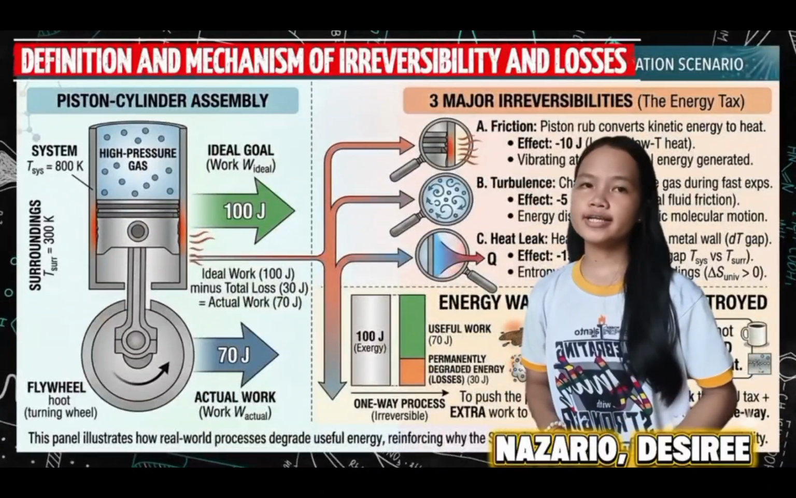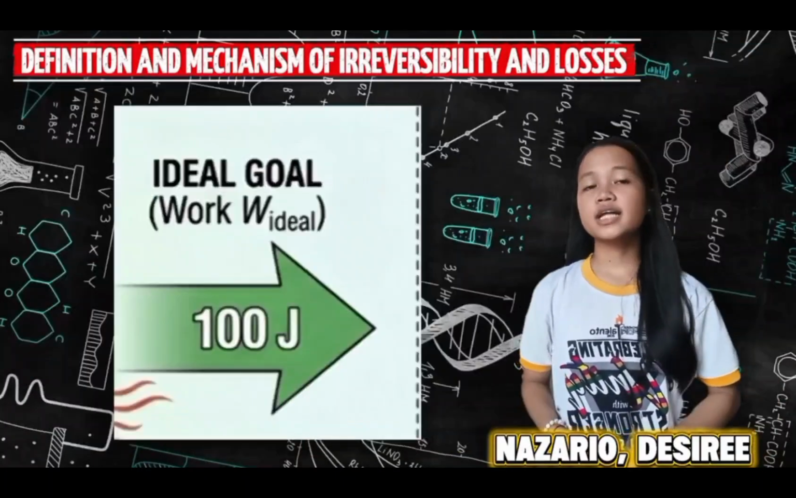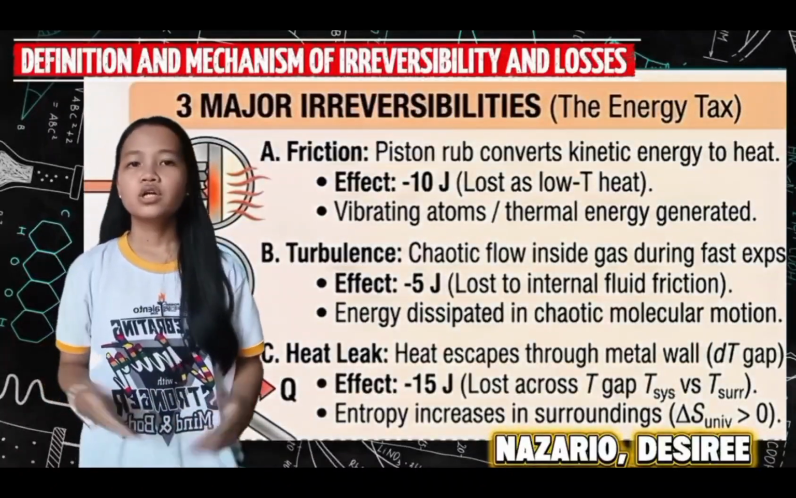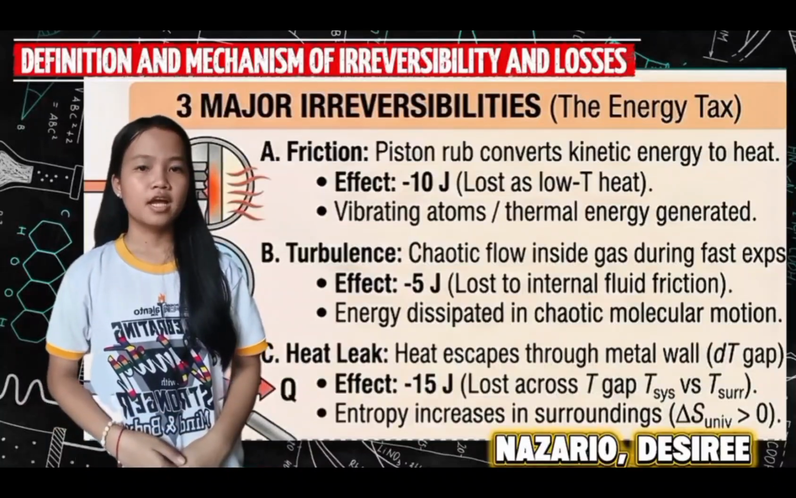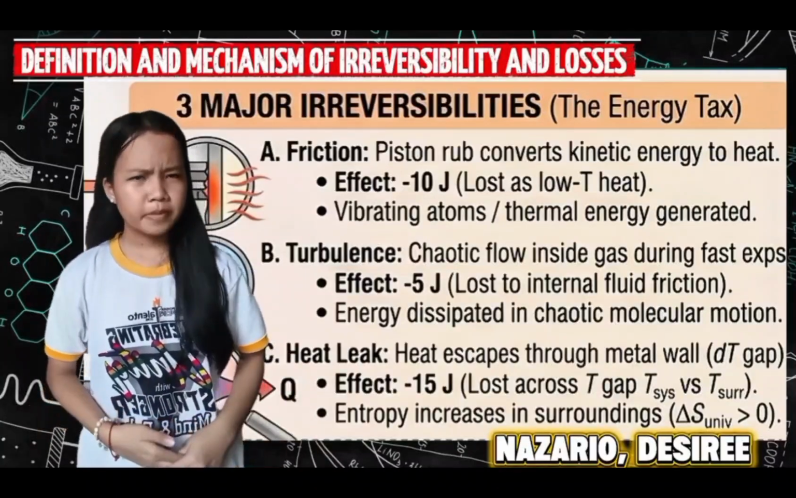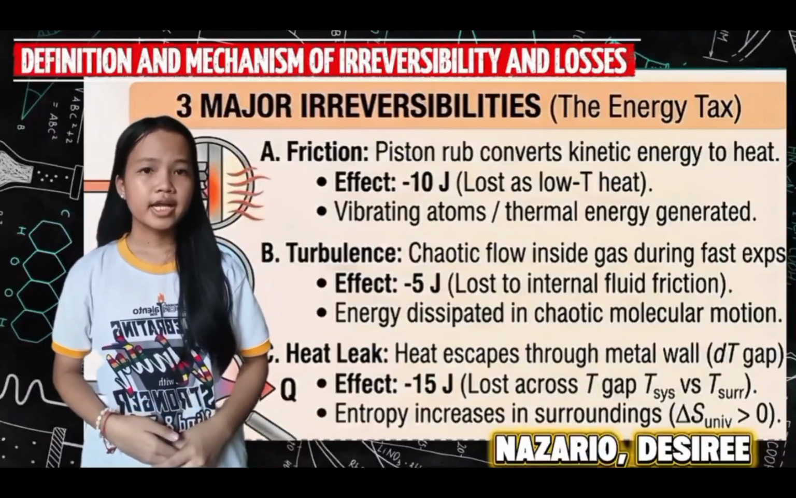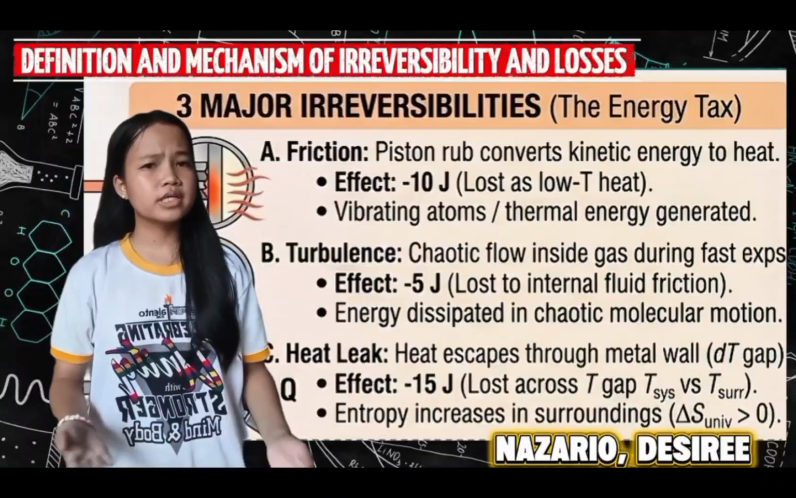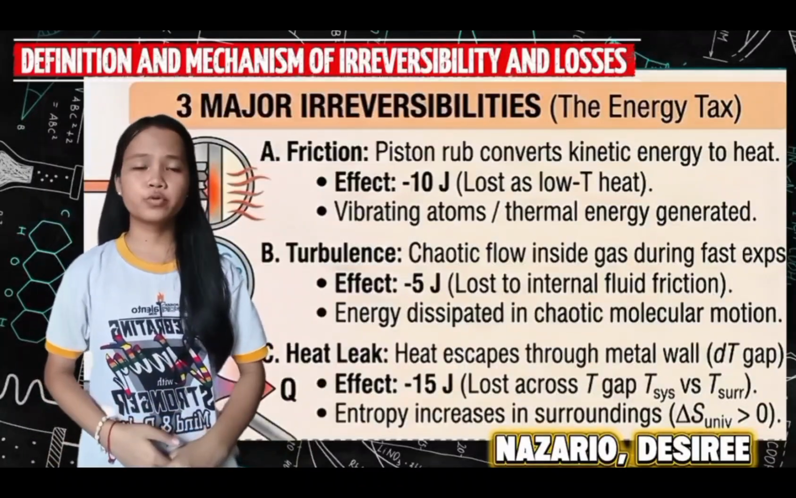Imagine a high-pressure gas expands inside a cylinder to turn a wheel. Our ideal goal is that it extracts 100 joules of work. But what actually happens? Due to real-world physics, we hit three major irreversibilities. The first is friction. The piston rubs against the wall and 10 joules are lost as friction heat. The second one is turbulence. The gas expands too fast and swirls chaotically, and 5 joules are lost to internal fluid friction.